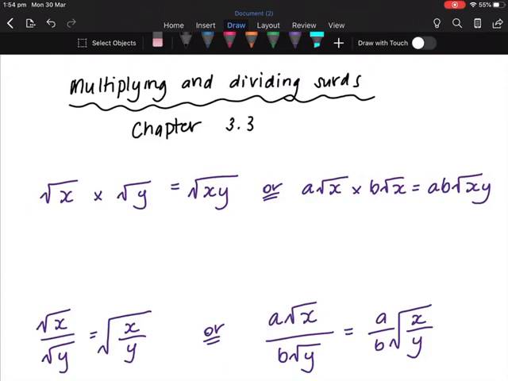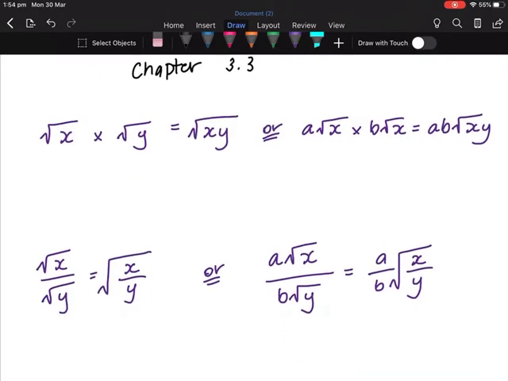So this video is on multiplying and dividing surds, which you can find in chapter 3.3 of your textbook. All right, so first of all, let's just quickly remind ourselves of the rules. This first line, you can see it's the same rule. The difference is in the first example, there's no number at the front of the surd, and in the second example, there is.